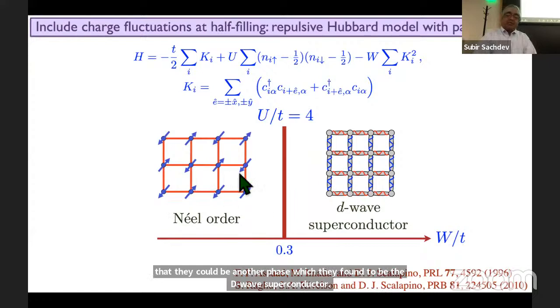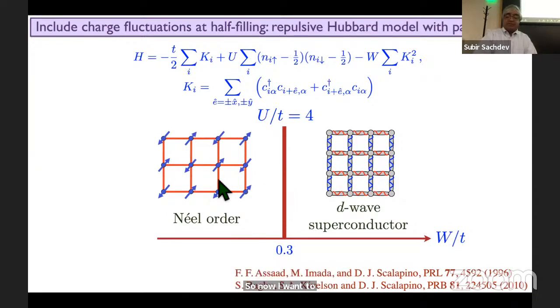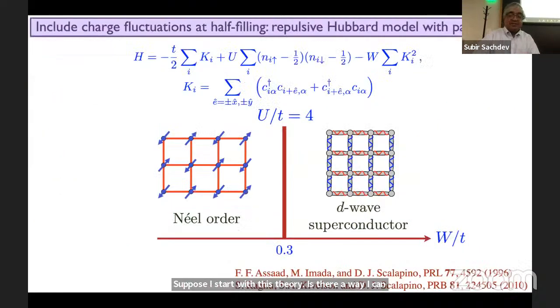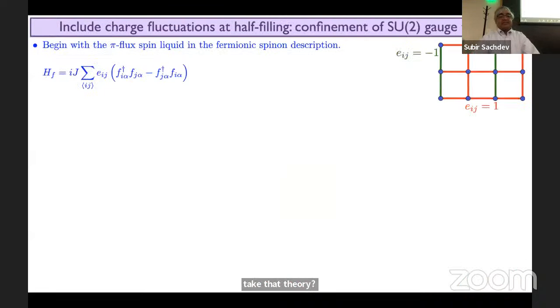So now I want to ask: suppose I start from this, I'm going to work with the Dirac fermion approach. Suppose I start with this theory, is there a way I can take that theory and confine that to a d-wave superconductor? Okay, so let's talk about that theory a little bit more.